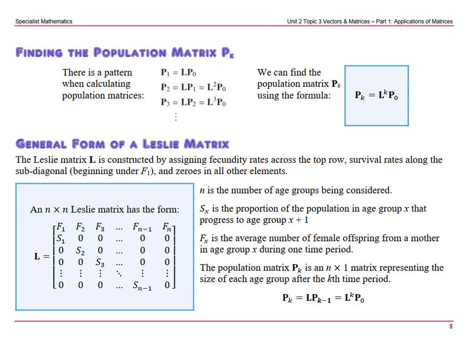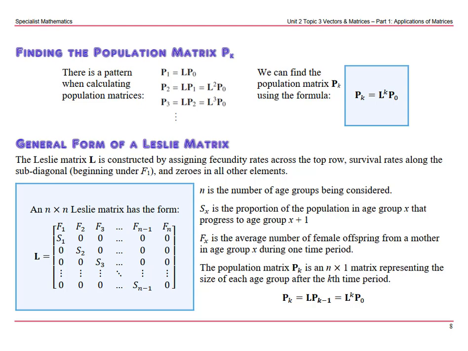So let's look at how we can use Leslie matrices to make our lives easier, to look at long-term population modelling. Now, there's a pattern when calculating population matrices, as you've noticed from the previous video. P1 is equal to L times P0, or our population at the end of time period 1 is our Leslie matrix times the initial population matrix.